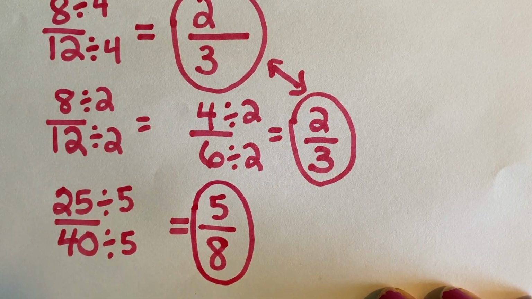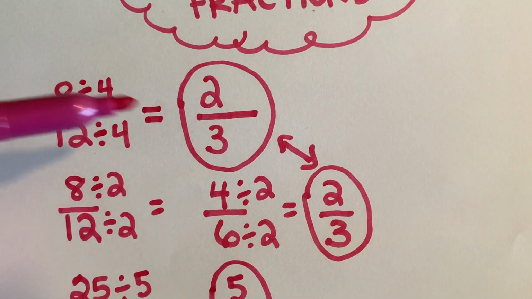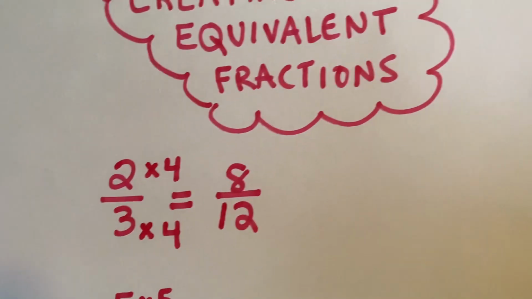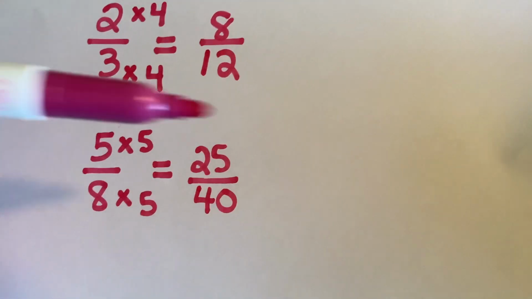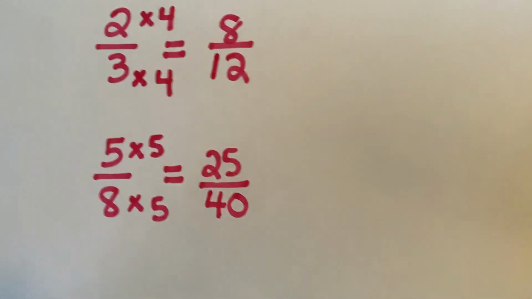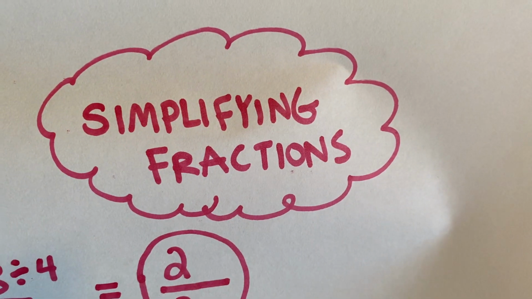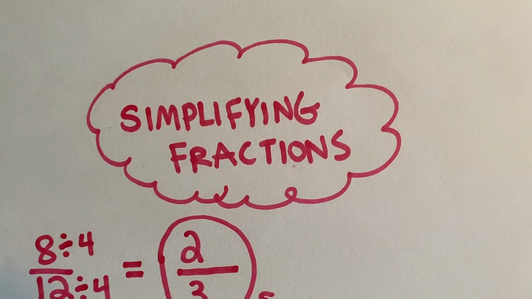Now, if you watched my last video, I used the same examples basically. So you see how 8/12 reduces to 2/3. Well, in the last video, we saw that 2/3 can be grown up to 8/12, just like 5/8 can be grown up to 25/40. So creating equivalent fractions and simplifying fractions are actually reverse processes of one another. So I thought that's just an interesting thing to notice.